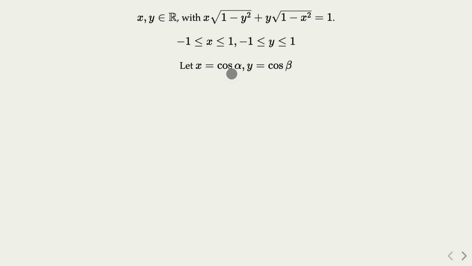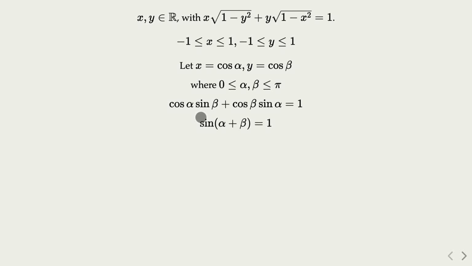So let's do that. Let x equal cosine alpha, y equal cosine beta. Notice that we have the values between 0 and pi. This covers the full range of cosine, -1 to 1, right? With that, we plug in. This equation becomes this. Here we assume sine beta and sine alpha are positive, so the square root is positive, but x could be negative here.